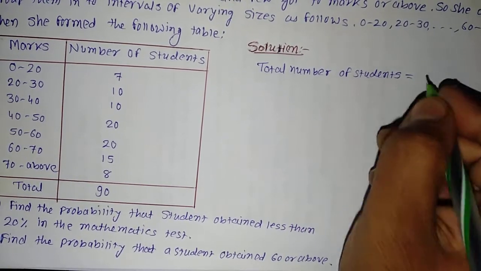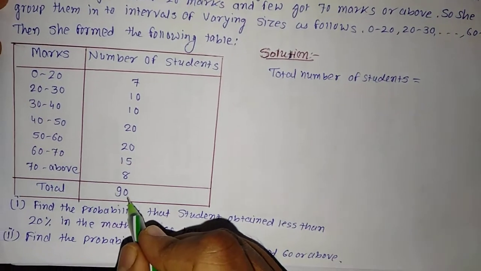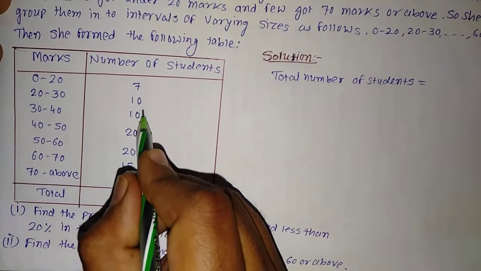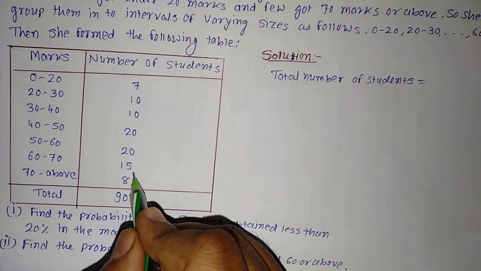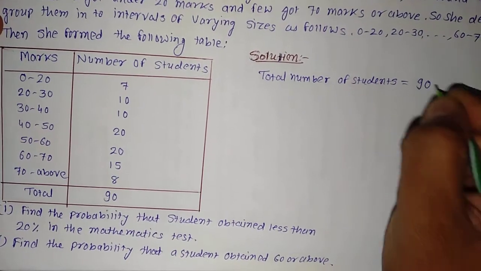What do we have to do? We have to add the total of all of this, and the total is already mentioned here. So we will not write the total, we will directly write this figure. 7 plus 10 plus 10 plus 20 plus 20 plus 15 plus 8 is equal to 90. So total number of students is 90.